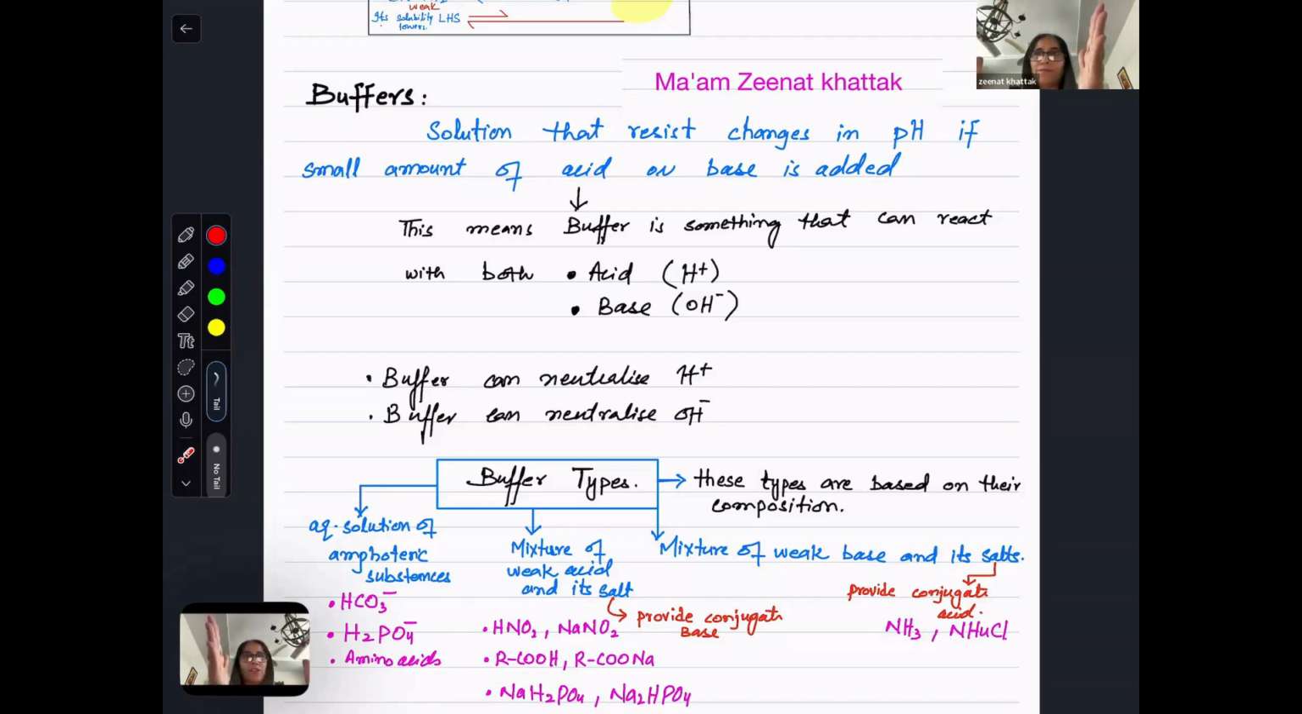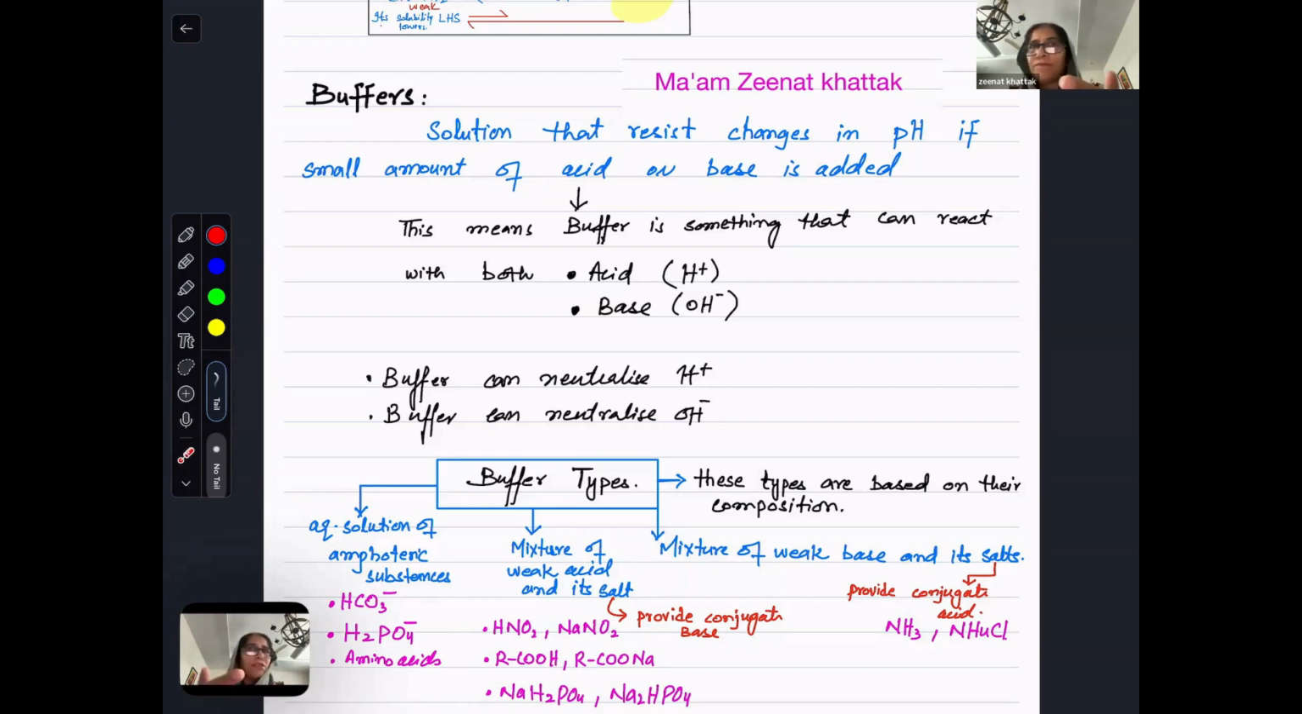Like there is a solution, and H plus is added. If H plus is added, the concentration of H plus will increase, and the pH should change. But if there is a buffer, the buffer will not let the pH change. So what will the buffer do? The buffer will react with H plus, and the buffer will react with OH.